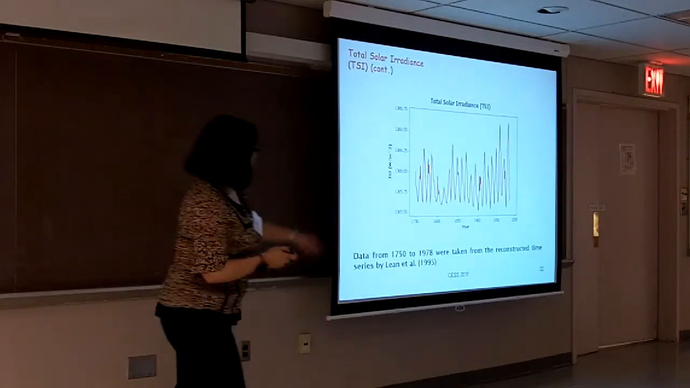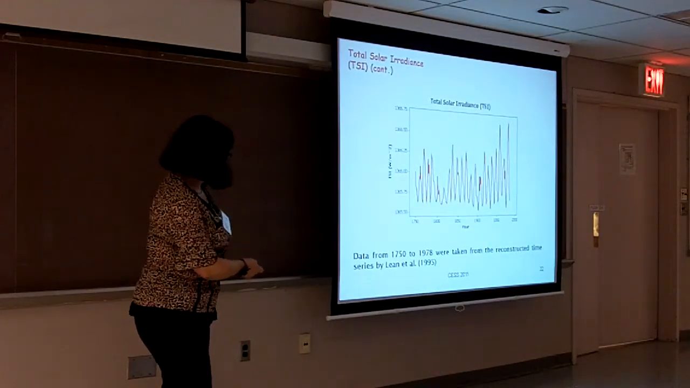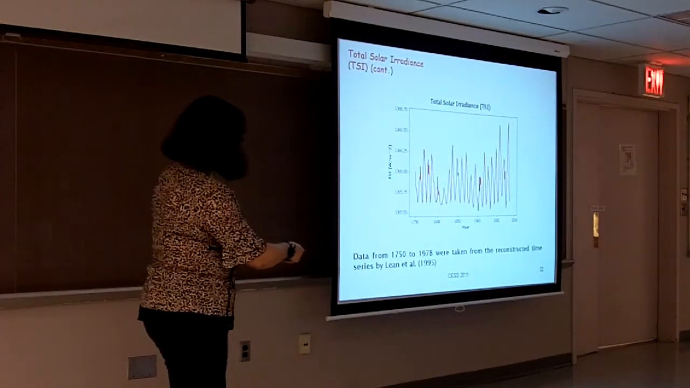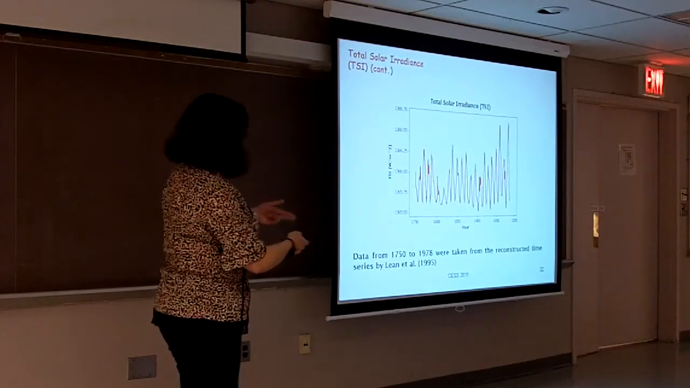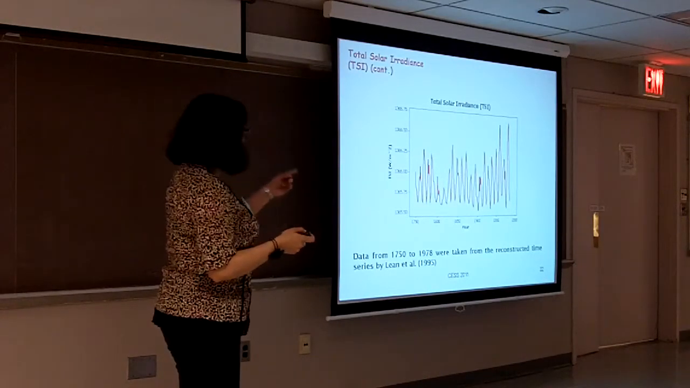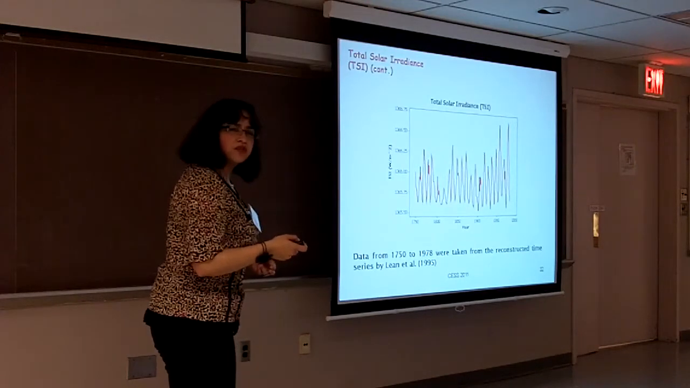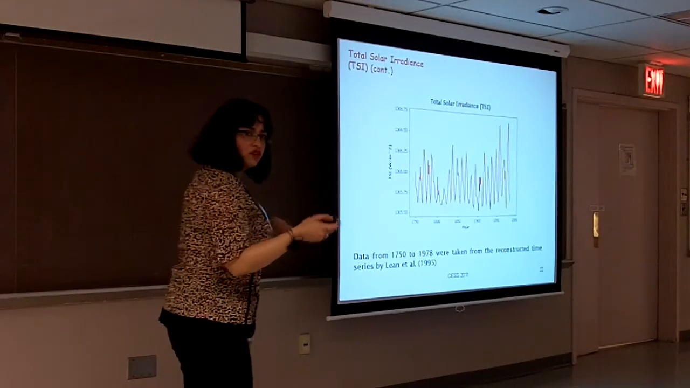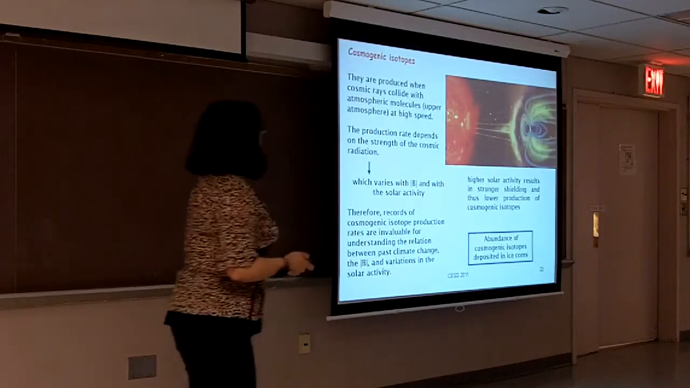So that's the point. From 1750 to 1978, we are taking the values from the reconstructed time series by Lin. This person is taking other proxy variables. In fact, I think she's using the isotope records for that, and she's going back with this type of approach. So what about the isotopes?